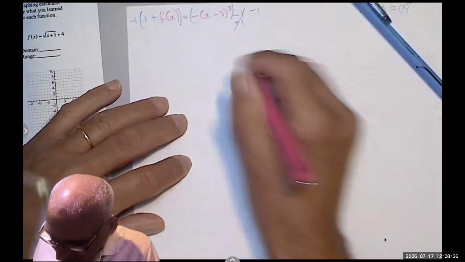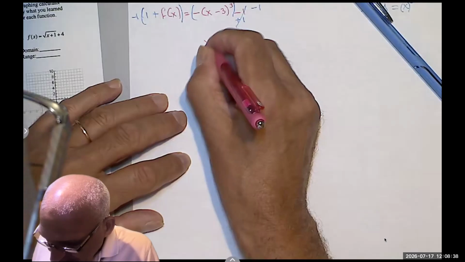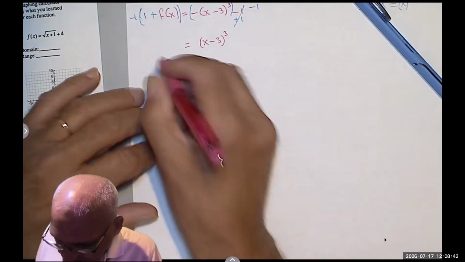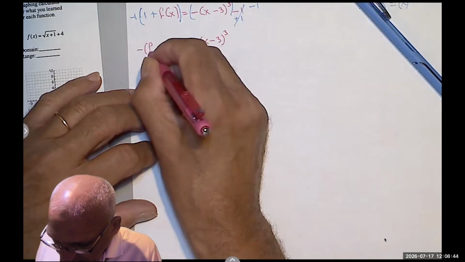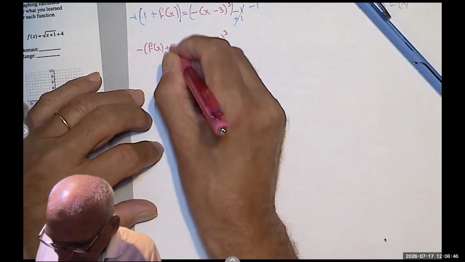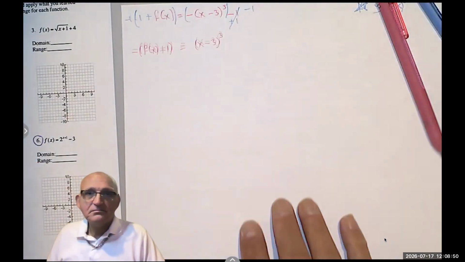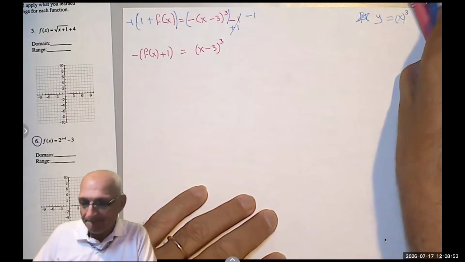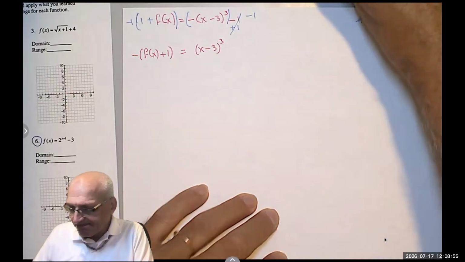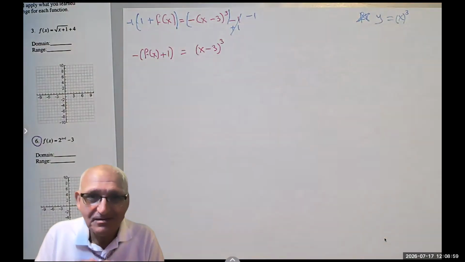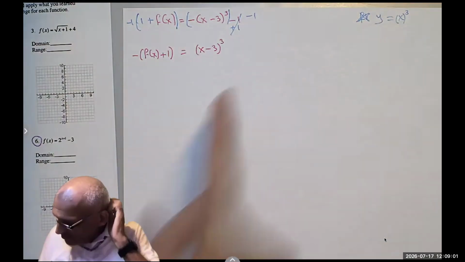So now the right-hand side would be (x − 3)³. And the left-hand side would be −f(x) + 1. Do we agree? Okay. Now, the easy part.